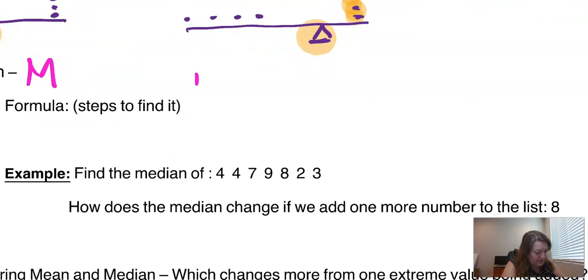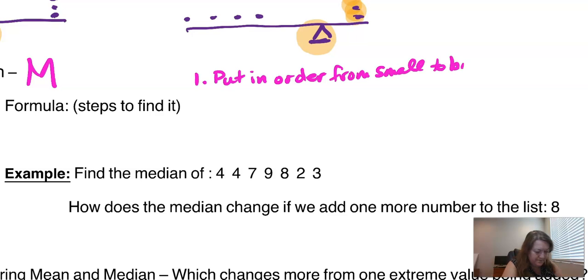Step number 1, put all the numbers in order from smallest to biggest. Second step, we're going to count up how many numbers are on the list. Sometimes if it's a lot, they'll tell you in the title of the question. So I'm going to say that the total is n.